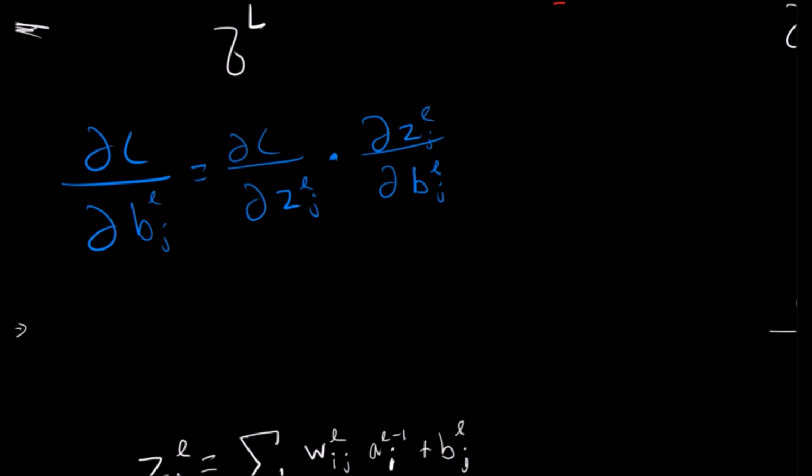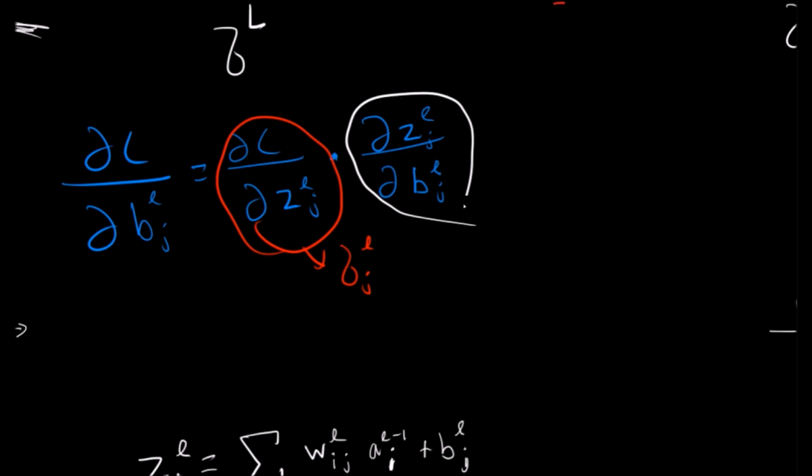Okay, so let's look at this thing again. What is this? Well, that's easy, that's just delta^L_j, right? And then now we have to go back and look at the more complicated part. Well, let's use green, by the way. This part.